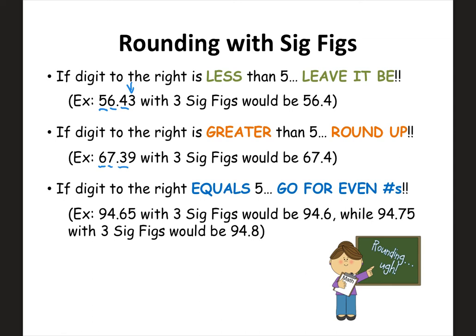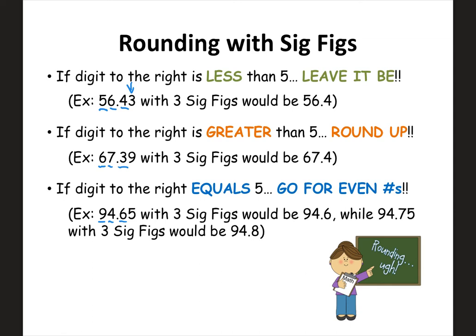The weird one here in chemistry is, what if the digit to the right equals 5? The rule in chemistry is you go for even numbers. All right, the digit to the right equals 5, you go for even. So again, you need to see this with examples. If you had the number 94.65 and you needed 3 sig figs, so you have the 9, the 4, the 6. Those are your 3. You look to the right, it's a 5. 5 says go for even. Well, the 6 is an even number, so your answer would stay at 94.6.